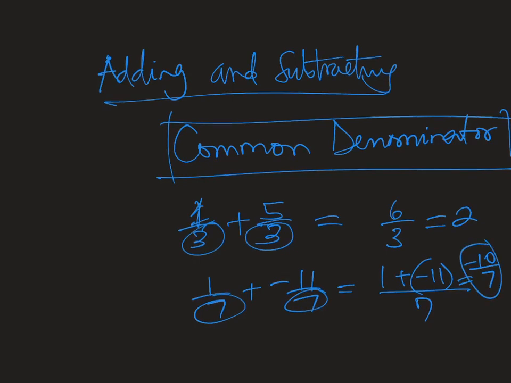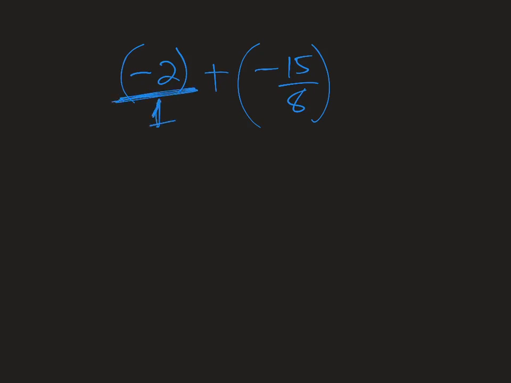So when we have a common denominator, we can just add right across. But what happens in problems like number 58, where we don't have a common denominator? We have negative 2 plus negative 15 over 8. So in this case, we technically have negative 2 over 1. And so we have different denominators.